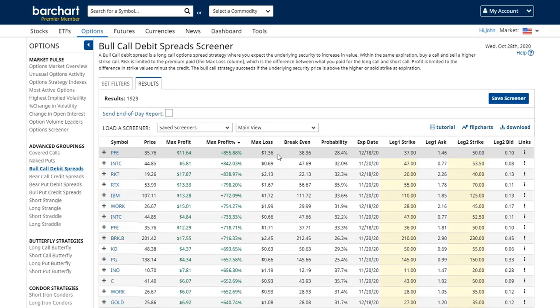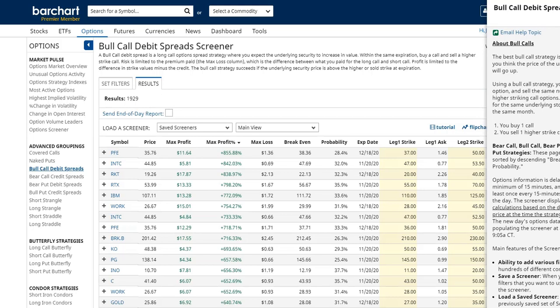What is my break even? Again, break even is our lower strike price plus our maximum loss or our capital outlay. So $37 plus 1.36, break even would be $38.36. If this trade is going to become profitable, not max profitable, but profitable, the price of the stock would have to get above $38.36.